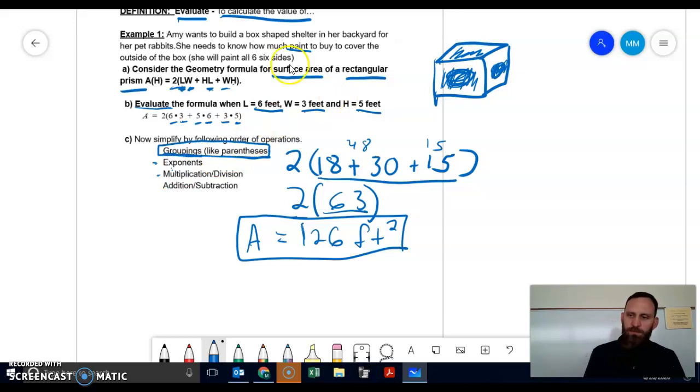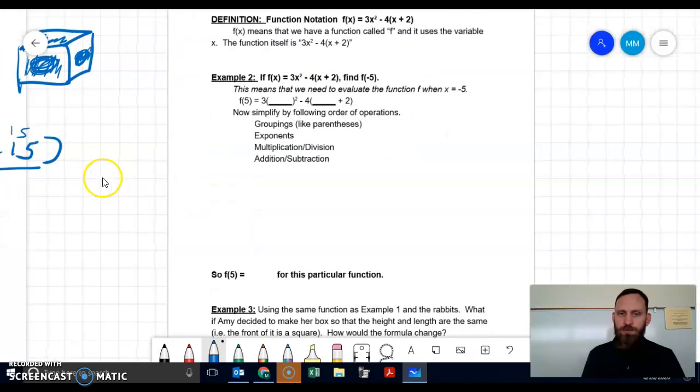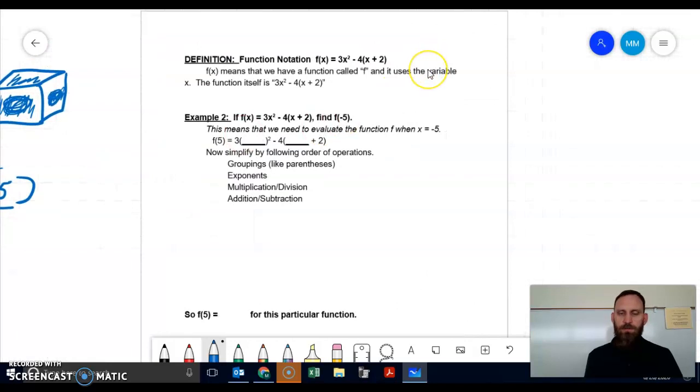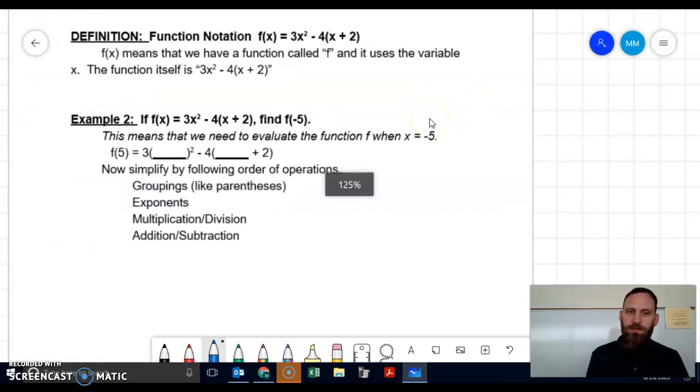Okay, so you've done that before. That's not something that's necessarily new to most of you, but you got to understand that that is evaluating an order of operations. Let's do another one. This time we're going to take it out of the context of geometry, and we're going to go to looking at something called function notation, more algebra based.